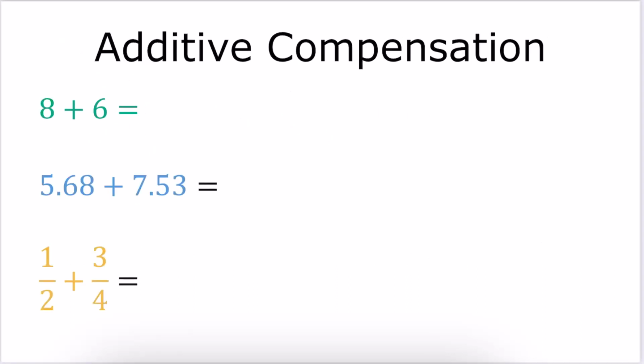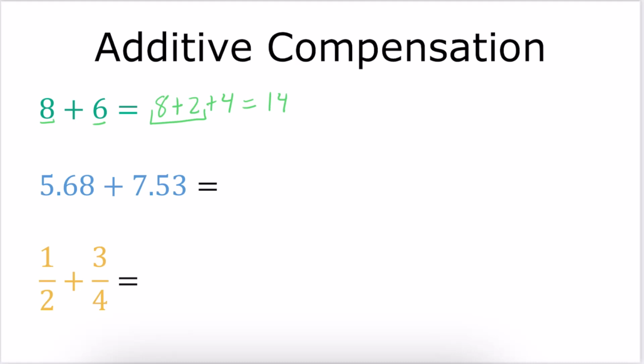Another strategy that you can use is called additive compensation. The idea of additive compensation is that you take some of one of the numbers and combine it with the other number to make a number that's either a place value or a whole number or something that's easy to add. For example, if we were adding the whole numbers 8 and 6, additive compensation would look like thinking about it as 8 plus 2 plus 4, so that you can add the 8 and the 2 together to get 10, and then when you add 4, you get 14. You don't actually write this out, it's more of a thinking strategy.